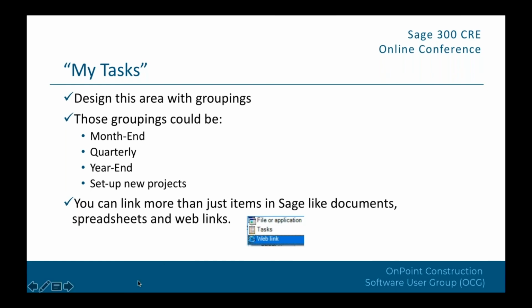And you can link more than just items in Sage, like documents, spreadsheets, or web links. So this little icon shows you want a file or an application. Like a file would be like an Excel file or a Word document. Or if it's a task from Sage, or if it's a web link that you want them to go out to the web to do something. And when we get over to the software, I'll show you the desktop real quick.